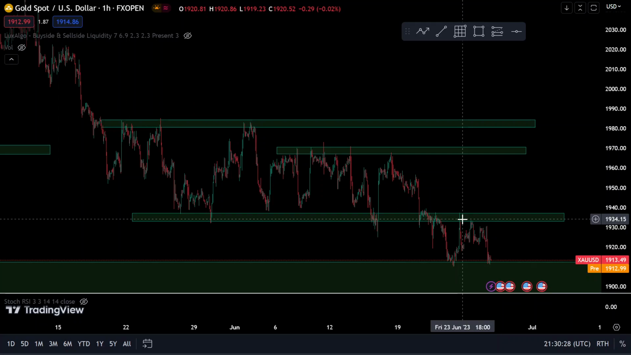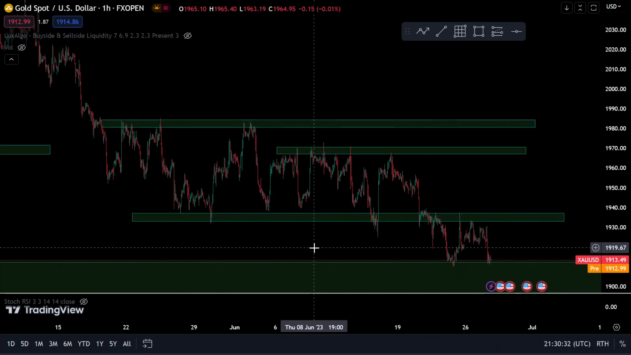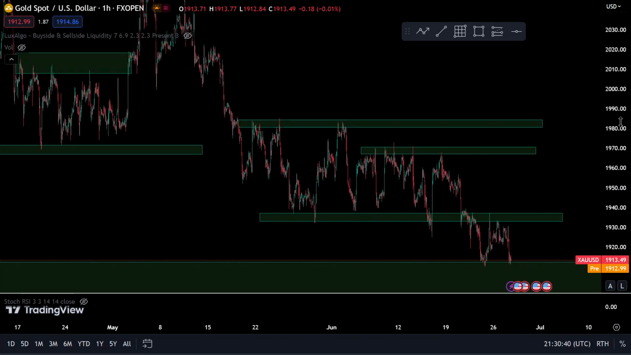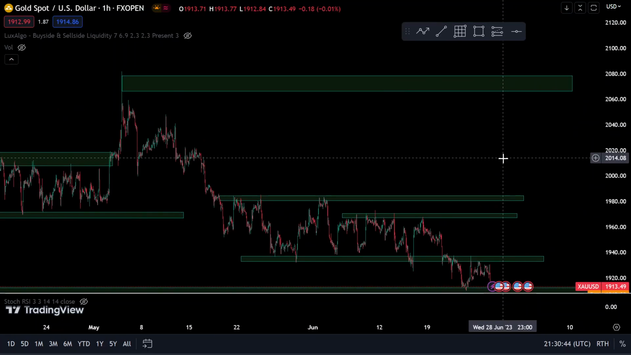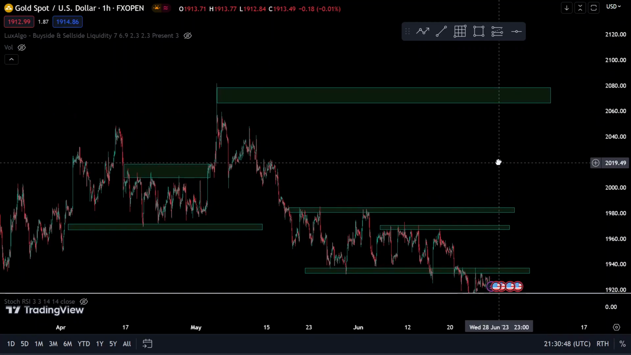That is why I said sometimes we can have a support which can turn out to be a resistance, and a resistance can turn out to be a support. So let me find one or two more supports, and then we go to the lower time frame to find some entries in the market.